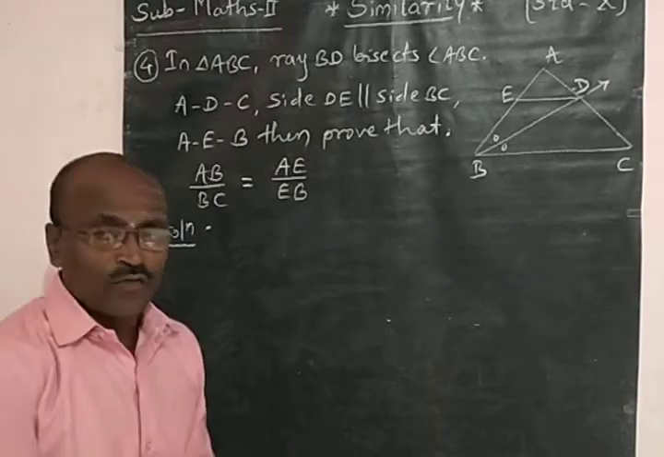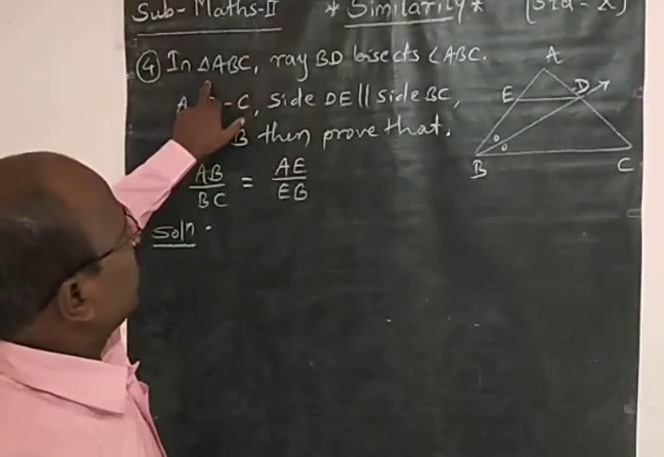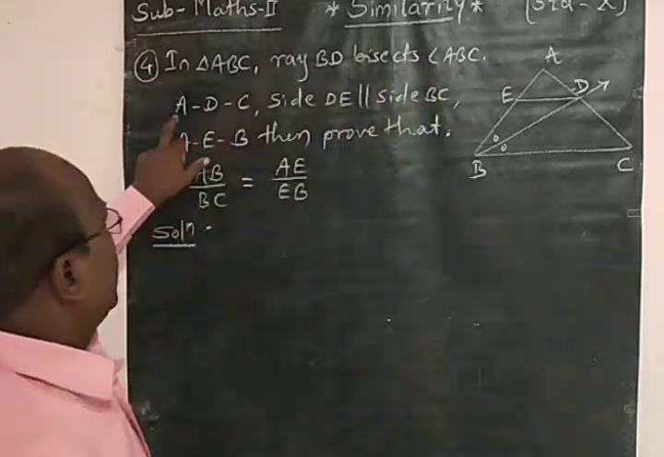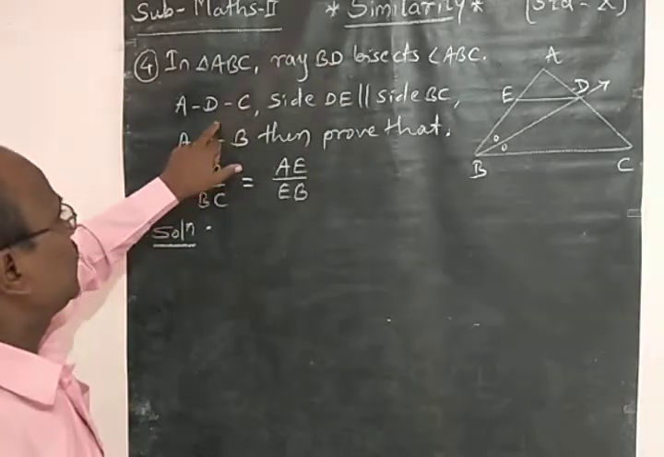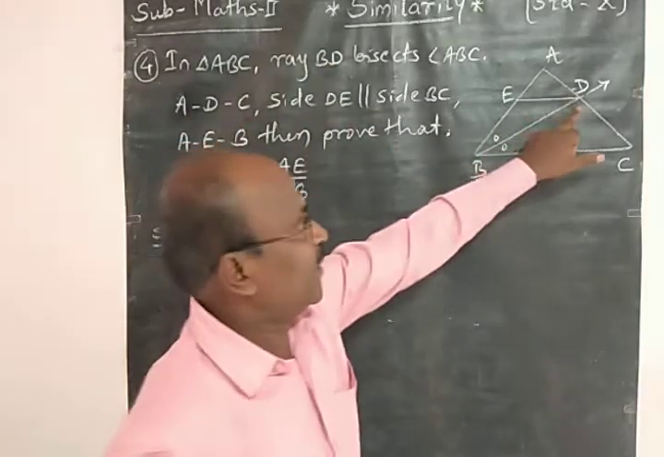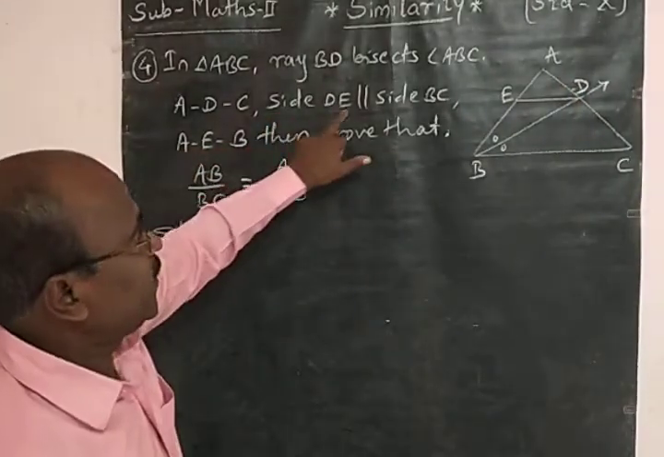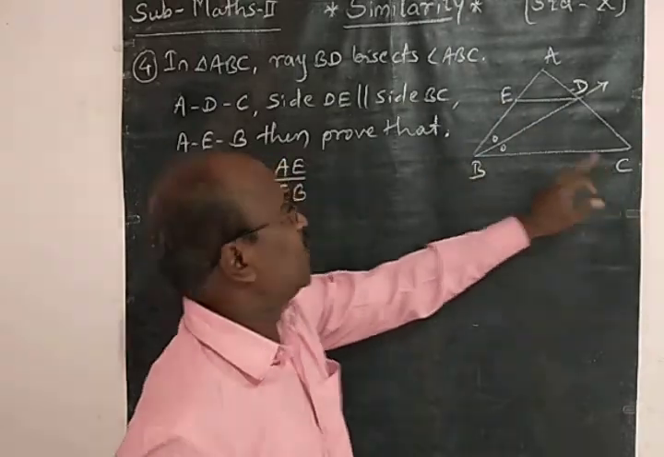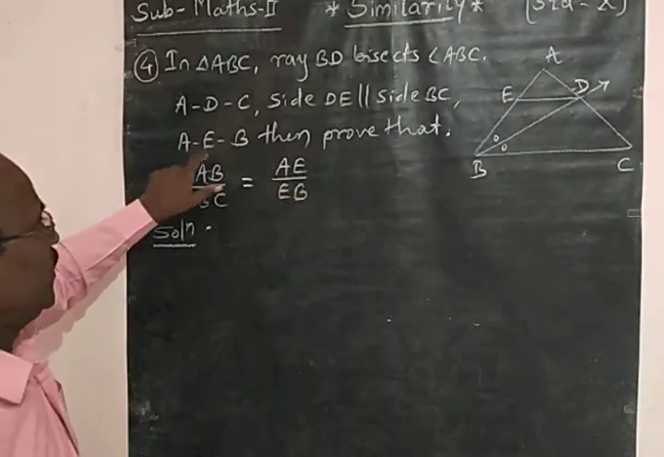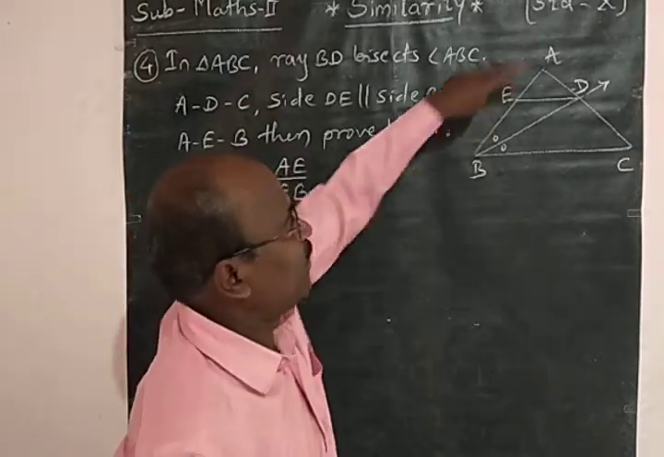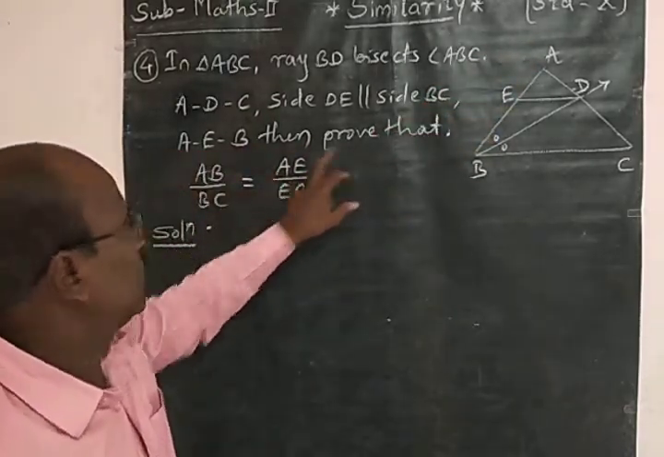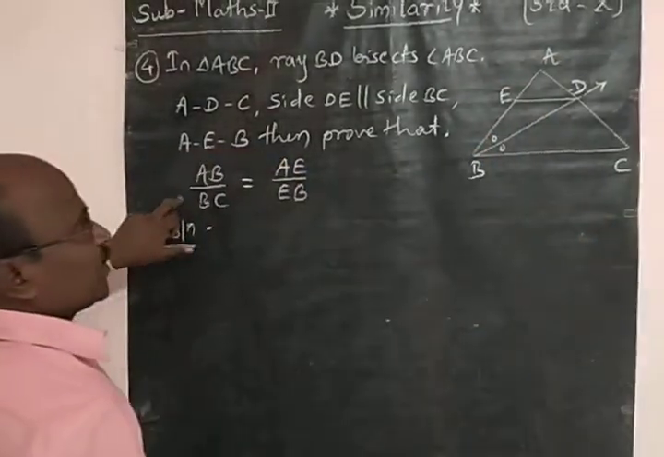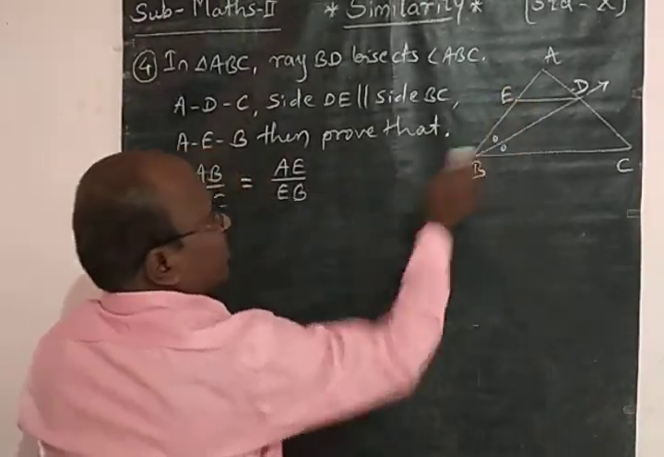Now look at the fourth example here. In triangle ABC, ray BD bisects angle ABC. A-D-C means D is in between A and C. Side DE is parallel to side BC, such that A-E-B means E is in between A and B. Then prove that AB upon BC is equal to AE upon EB.